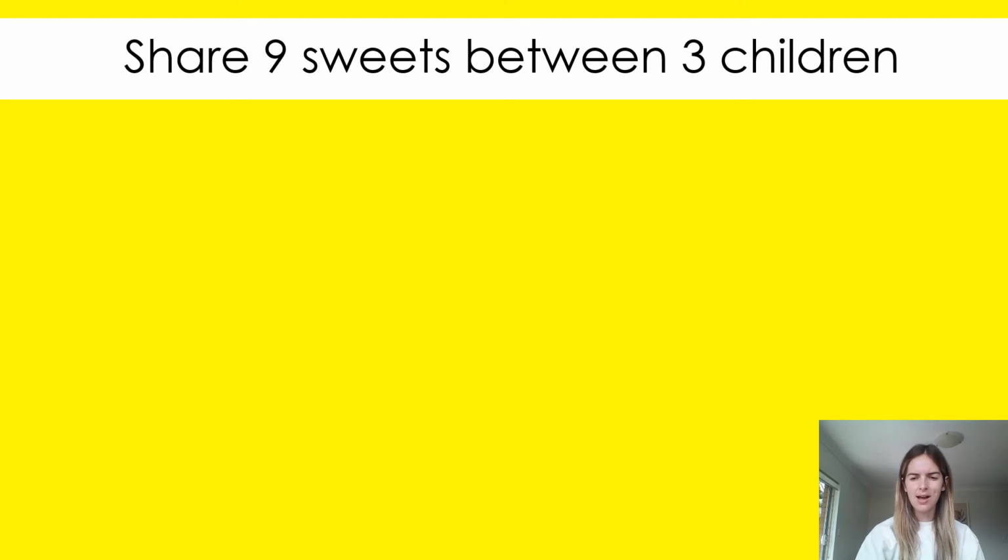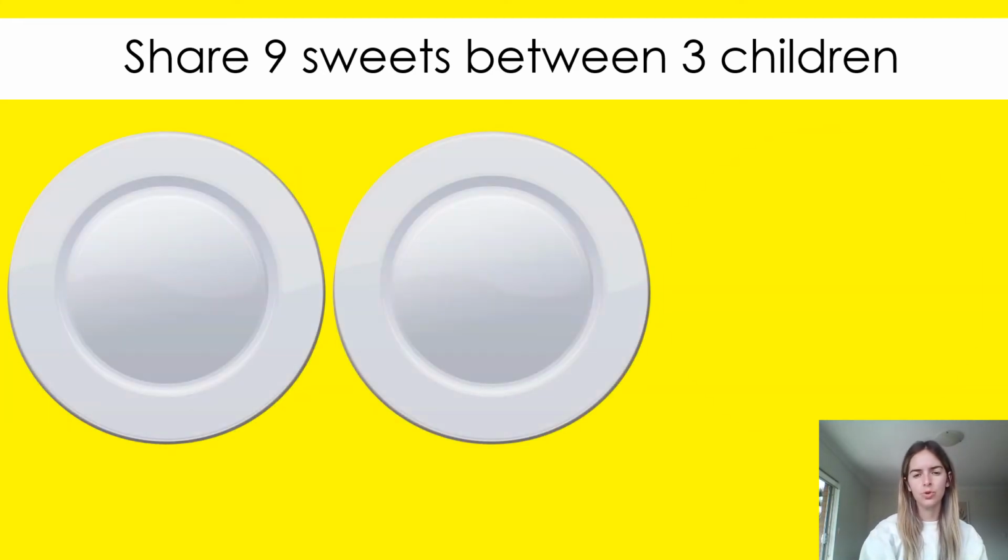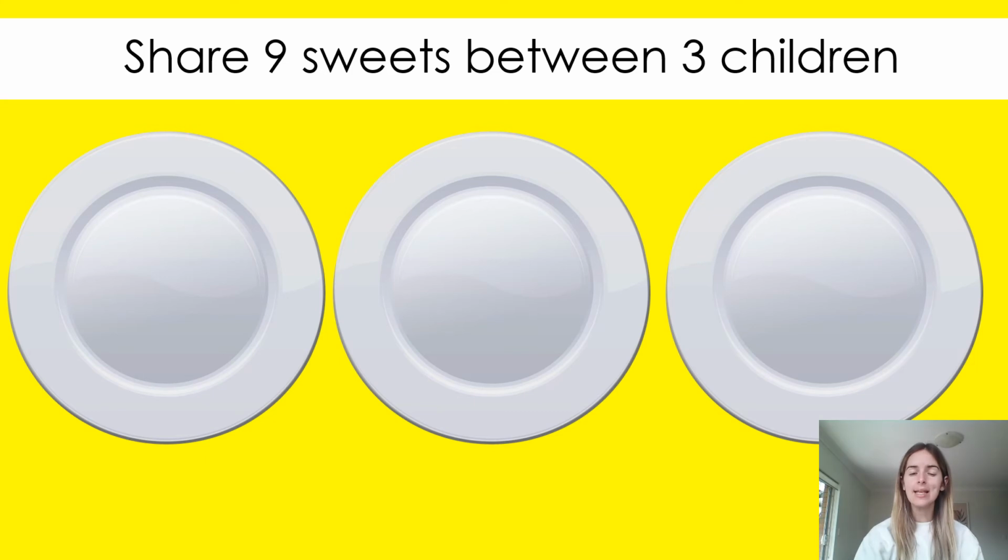Okay, share 9 sweets between 3 children. Now step 1 is to draw my 3 plates. So let's do that. 1, 2, 3. The second step is to share out my 9 sweets one by one.